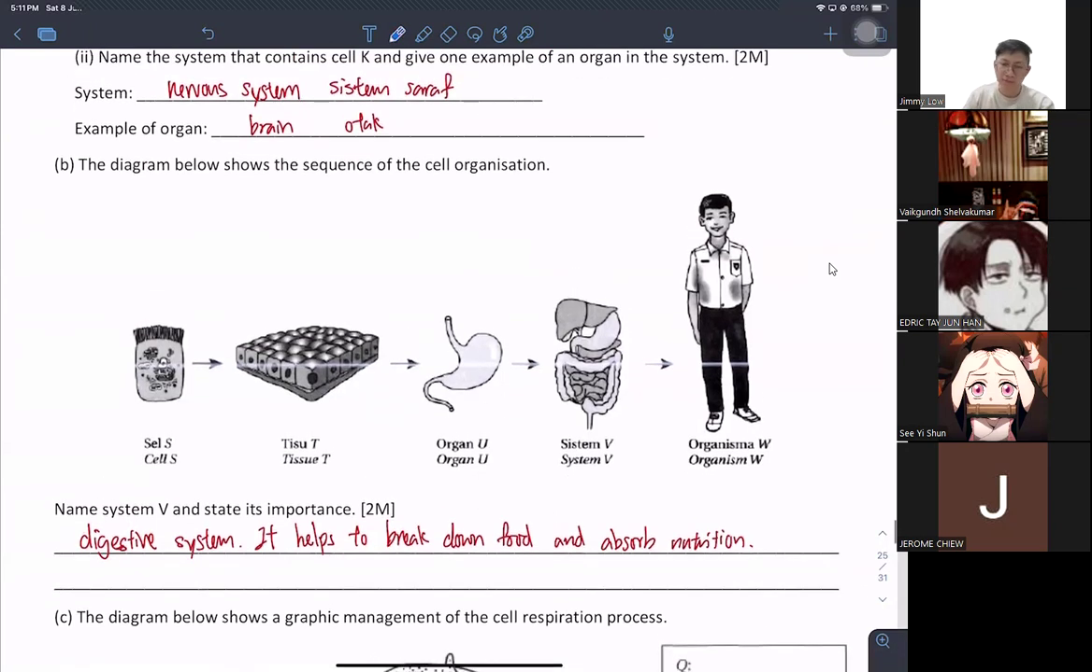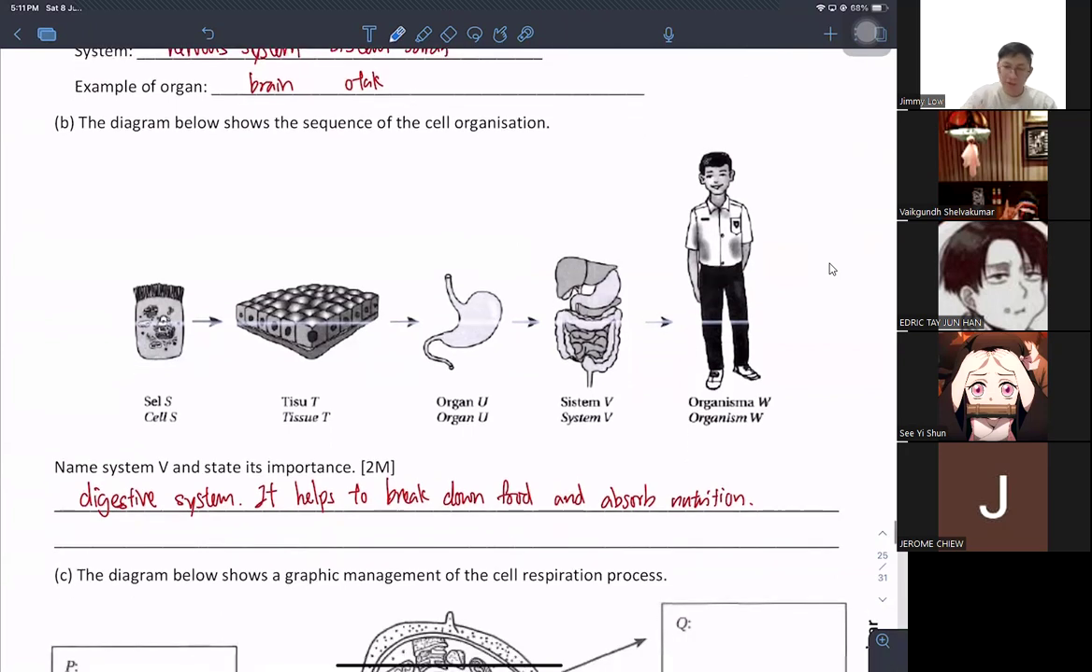Just like the nervous system: what is the function of the nervous system? It has a lot of nerves. Full stop. That's not a function. You're not explaining anything, you are just rewriting the statement. We try to avoid something like this lah.